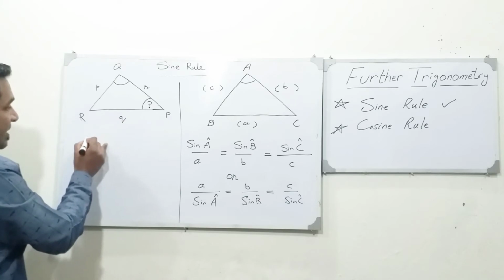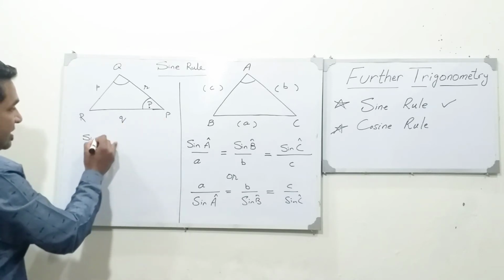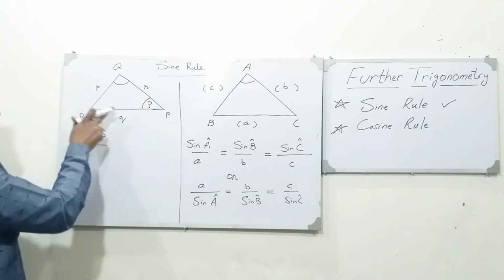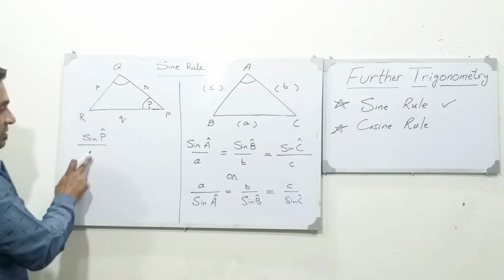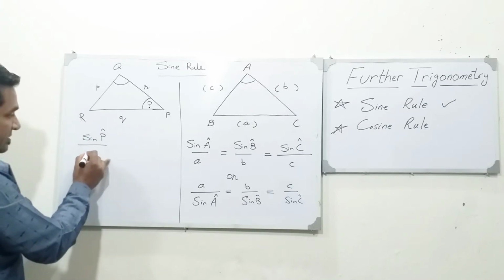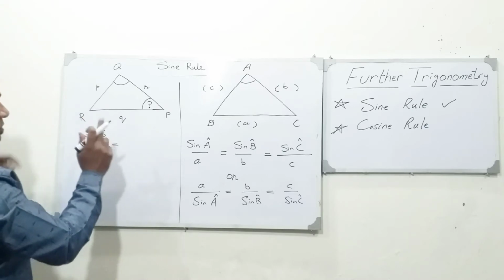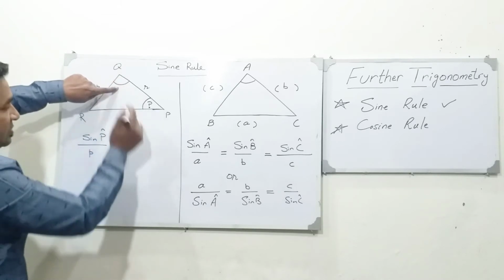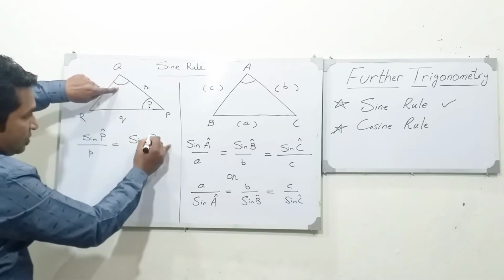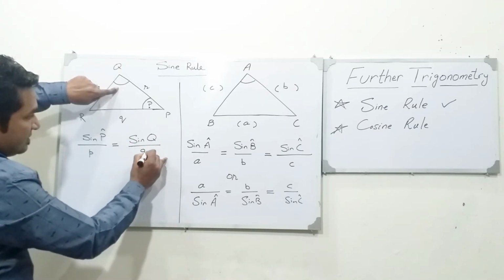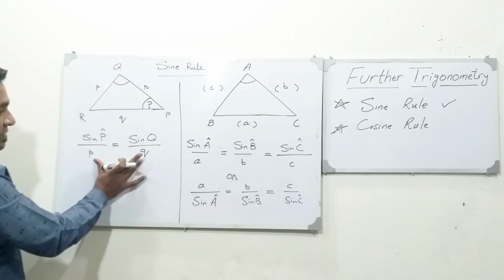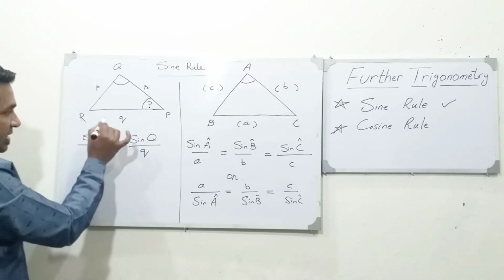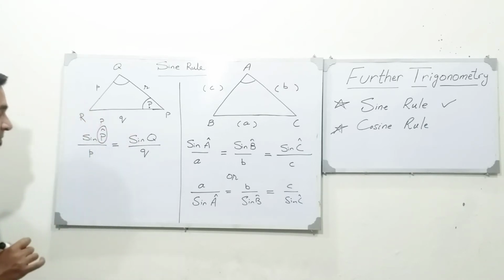You will write sine of this angle P, which is unknown and which you are supposed to find, over small p, is equal to, now look, this angle is given, so sine Q over small q, the side opposite to it. So you will use two ratios with an equal sign between them, and your objective is to find this angle P.